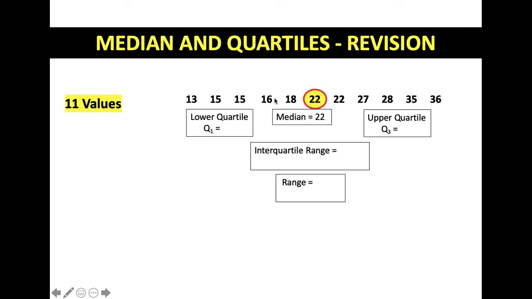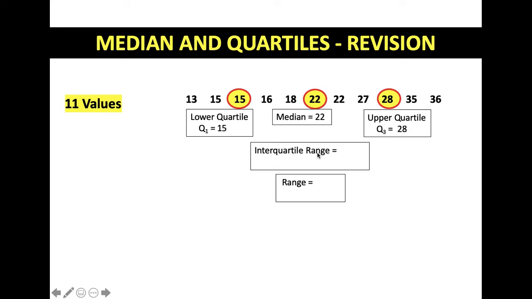Now, below that middle value, there's 5 values below, so those 5 clearly have a middle value of 15, so the lower quartile is 15. Similarly, the upper 5 values clearly have a middle value of 28, so the upper quartile is 28.